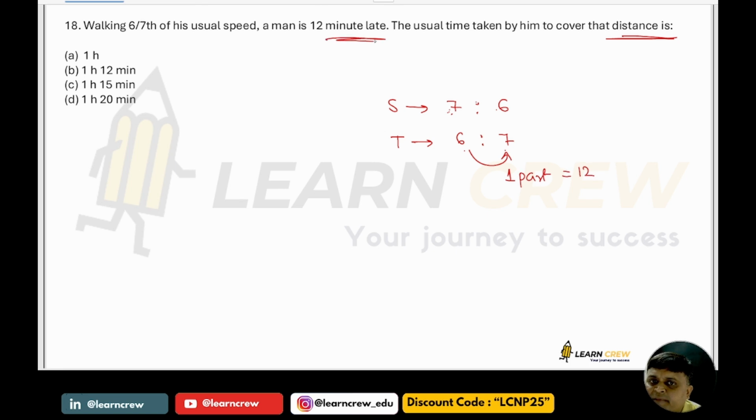12 minutes late means more. So that 1 part extra means that 1 part is 12 minutes. If 1 part is 12 minutes, then the usual time is how much? 6 parts. If 1 part is 12 minutes, then 6 parts would be 72 minutes. So the answer is 72 minutes, which is 1 hour 12 minutes. Now question number 19.